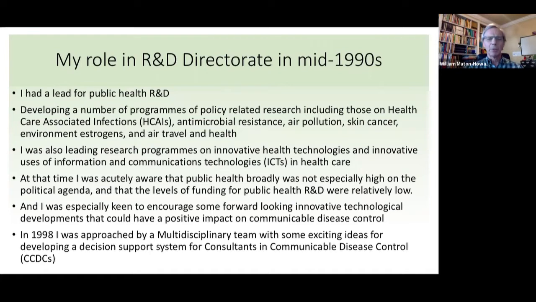And I was particularly aware that at this point in time, public health overall was not especially high on the political agenda, and that the levels of funding for public health R&D were relatively low. But we did have a budget to take forward some of these major initiatives, and I was especially keen to try and bring forward some innovative technological developments that could have a positive impact on communicable disease control.